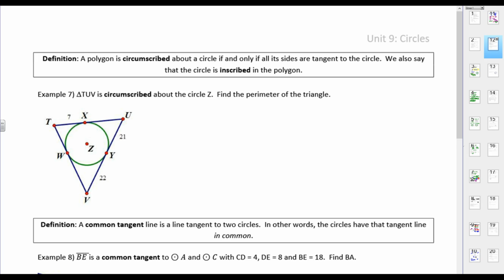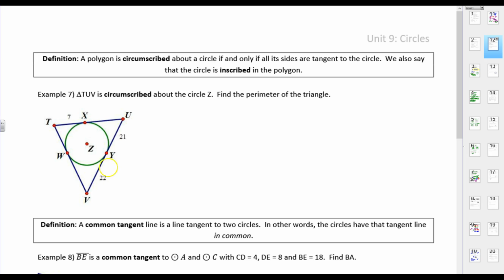We can say that a polygon is circumscribed about a circle if and only if the sides are all tangent to the circle. We can also say that the circle is inscribed in the polygon. So when a circle's inside something else, we could say that it is inscribed in the polygon. So here we have TUV is circumscribed about circle Z, and I want to find the perimeter of the triangle.